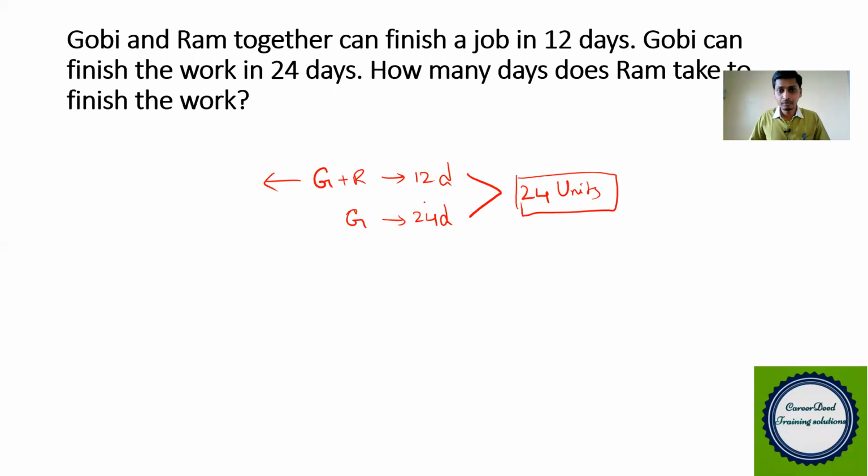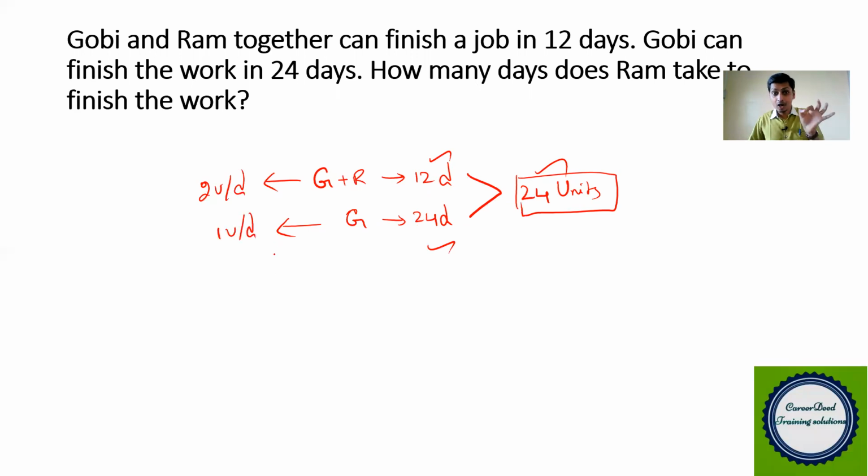See, Gobi and Ram together can complete these 24 units in 12 days. So in one day, both of them can complete how many units? So 2 units per day. Now Gobi can complete 24 units in 24 days. So in one day, Gobi can complete how many units? 24 by 24, 1 unit per day.